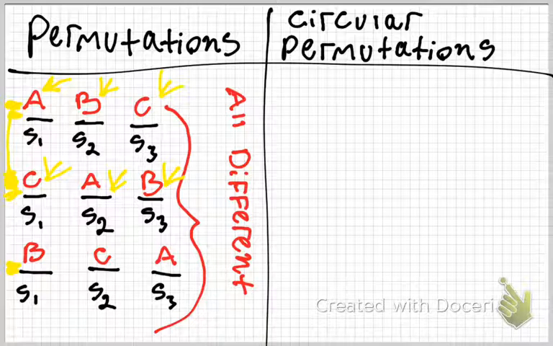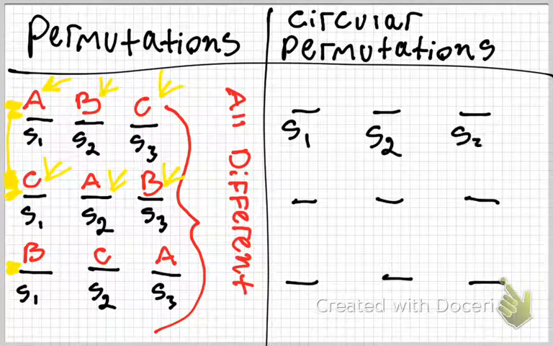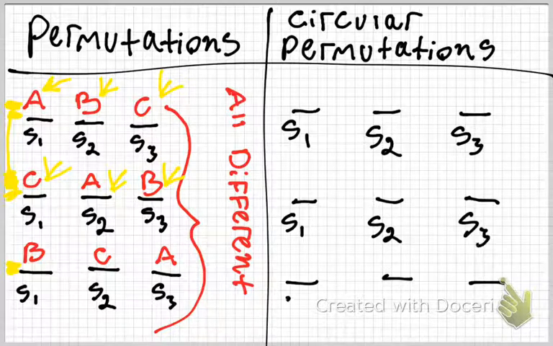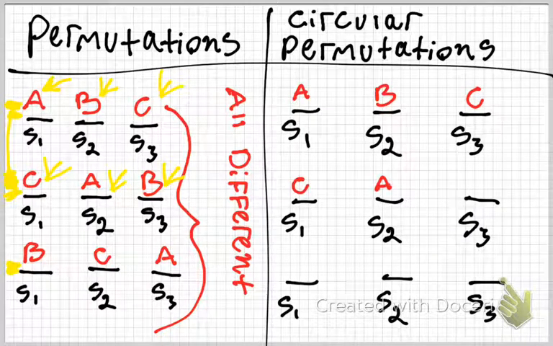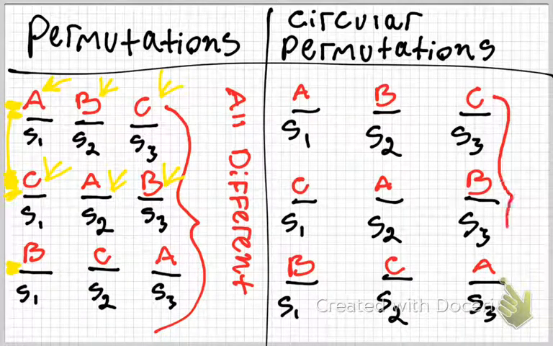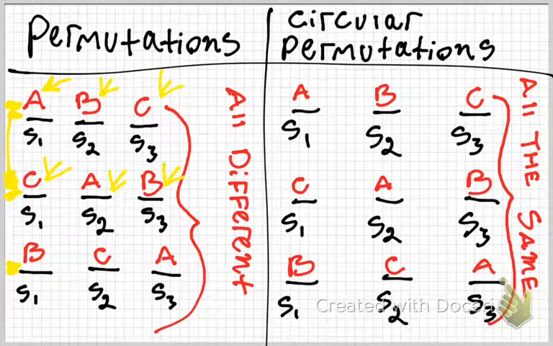But if we were looking at circular permutations, these wouldn't be considered different permutations. And I'll show you in a second, as soon as this finishes writing. These are all the same circular permutation. When we're considering circular permutations, these are all the same. Okay. Again, we're focusing on the right side, the circular permutation side.